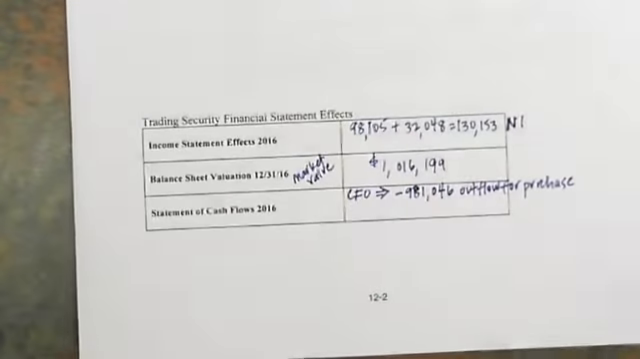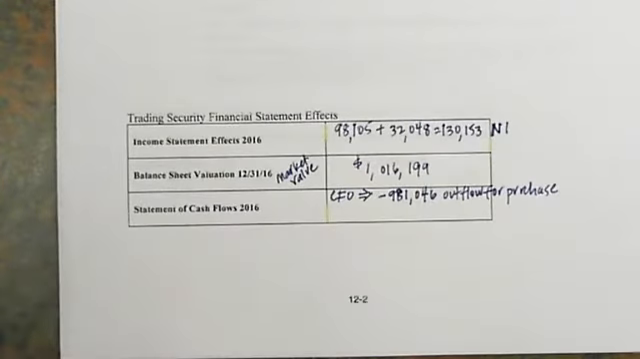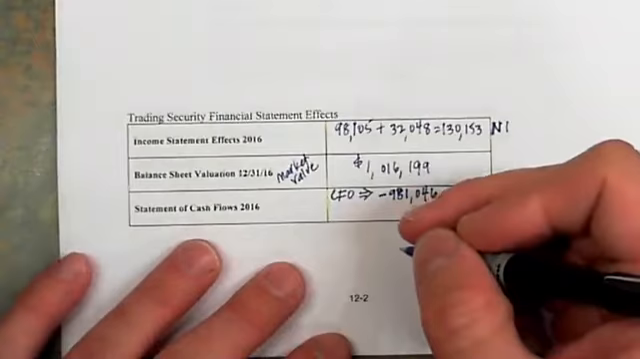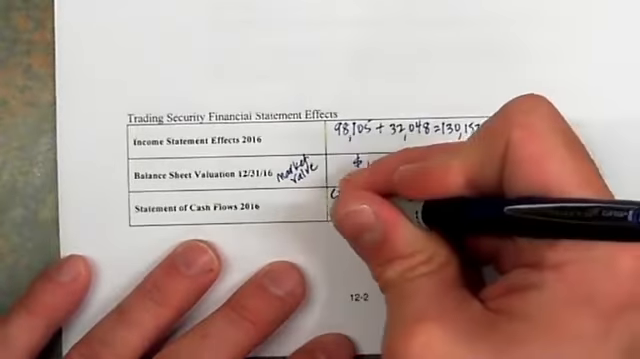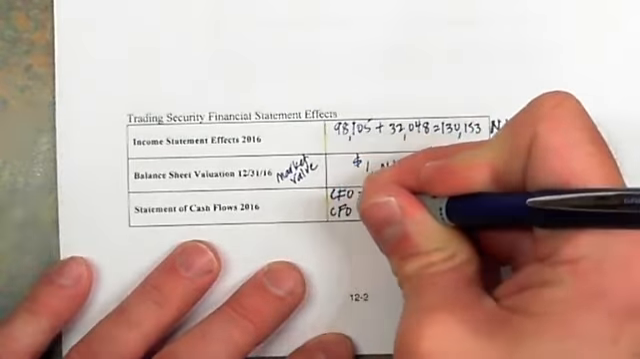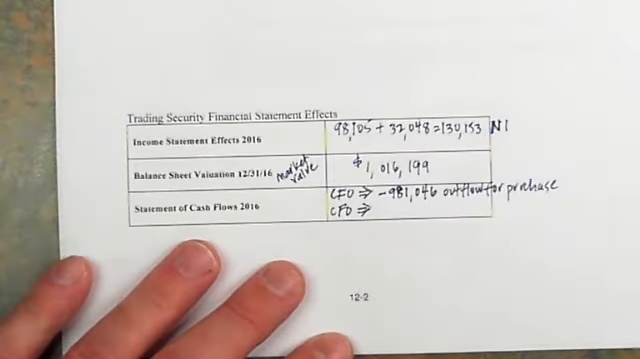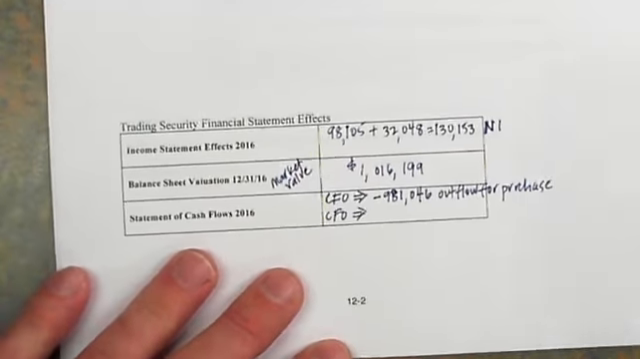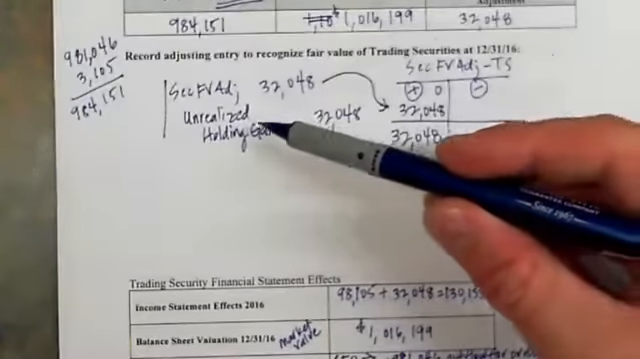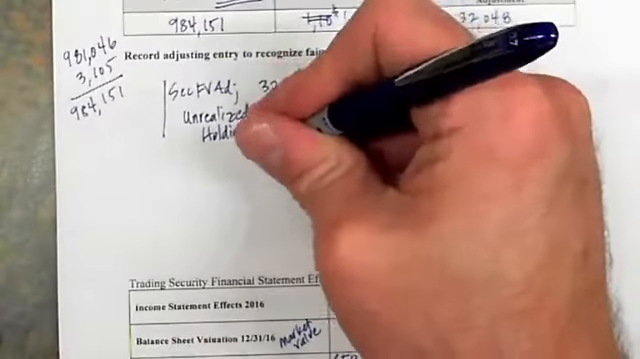Remember, because it's a trading security, it goes to the operating section, even though you might think it's going to the investing activities. The next item we want to adjust for would be the mark-to-market effect. We adjust for this effect because notice this unrealized holding gain does flow to net income.